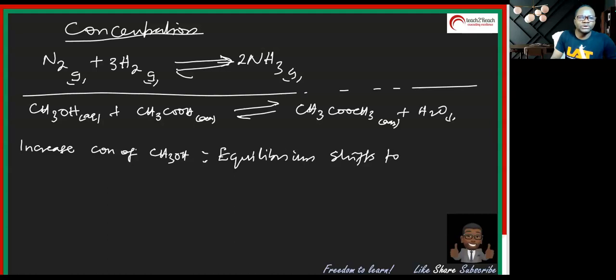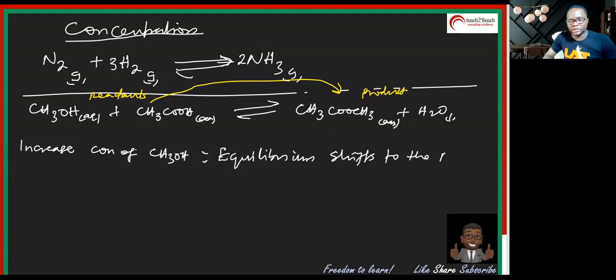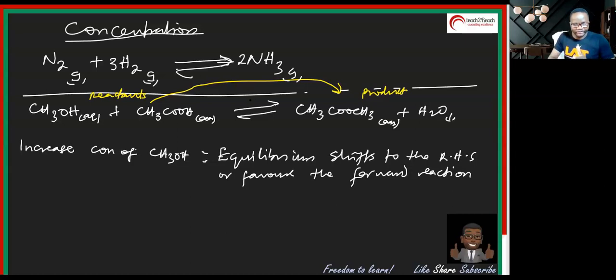Basically, this will be your product for the forward reaction, and this will be the reactant. So if you increase the concentration of any of the reactants here, equilibrium will use the reactants to form more product. That means equilibrium will shift to the right, towards the right hand side. Or you say equilibrium favors the forward reaction. This is the forward reaction, X. The backward is Y.